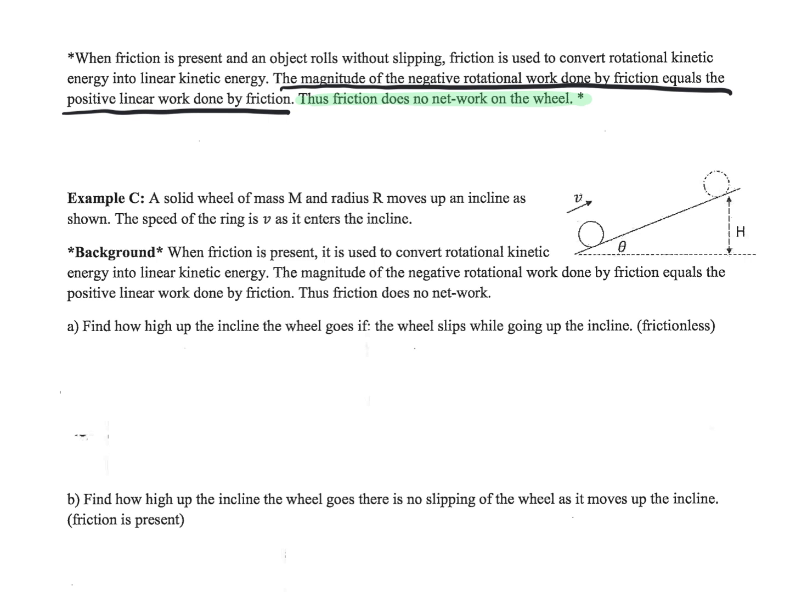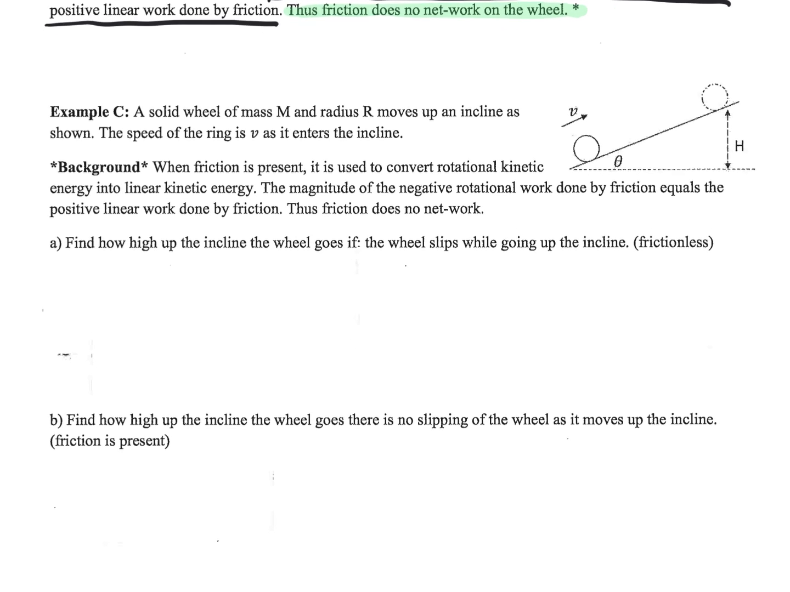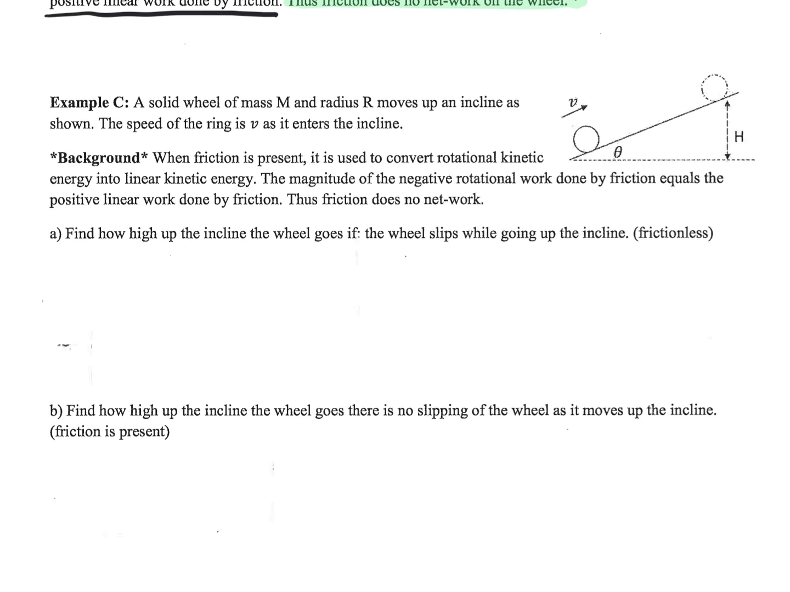All right, guys. So now let's look at, here we go. Example C. Solid wheel of mass M and radius R moves up an incline as shown. So it is rolling up the incline. The speed of the ring is V as it enters the incline. So it has initial velocity V.